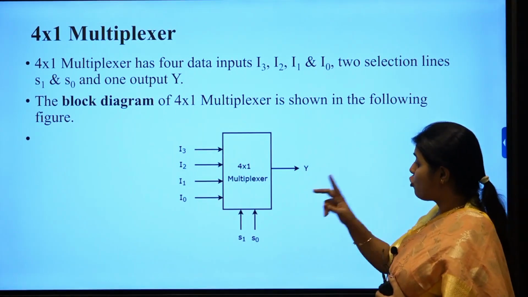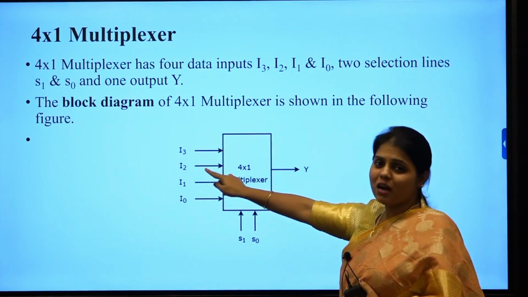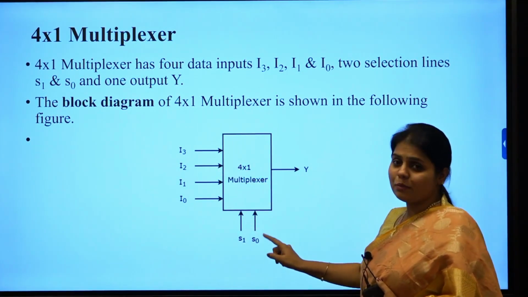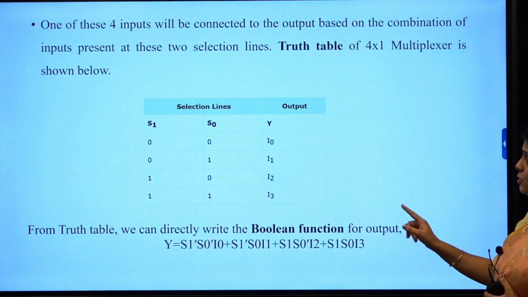Okay, now a 4 by 1 multiplexer has 4 inputs, which I have labeled as I0, I1, I2, I3. It will have 2 select inputs S0, S1, and it will have one output, which is Y. Okay, now this is the truth table.